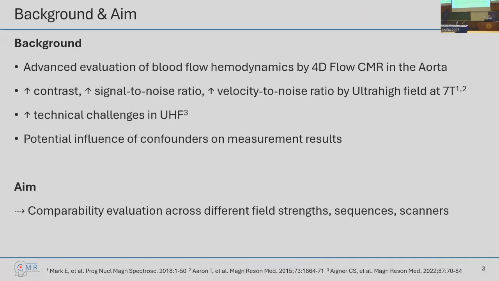Nothing to disclose. So as you all know, 4D flow CMR enables a comprehensive evaluation of blood flow hemodynamics in the aorta. Ultra-high field CMR at 7T inherently provides higher contrast, an improved signal-to-noise ratio, and an increased velocity-to-noise ratio compared to lower field strength, which holds especially promise for 4D flow CMR. However, it comes with several technical challenges. You all know B0 and B1 plus field inhomogeneities, potential problems with ECG gating and others.